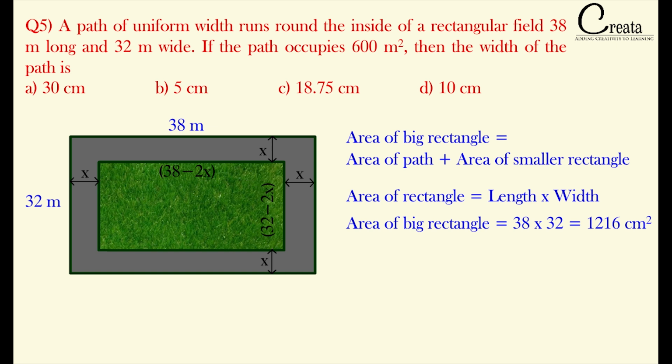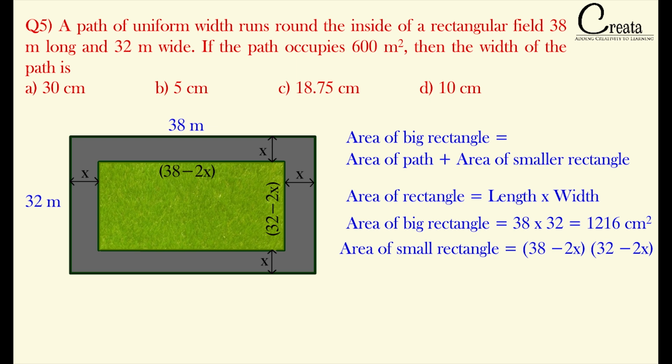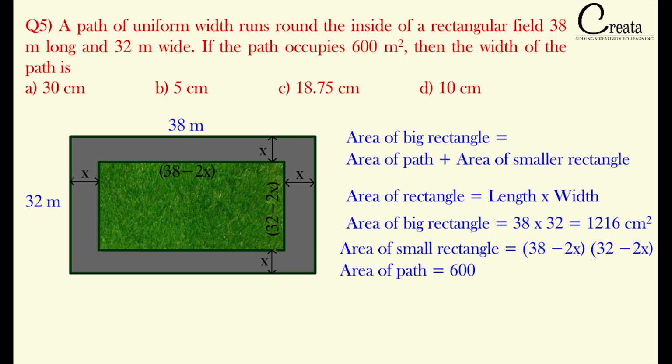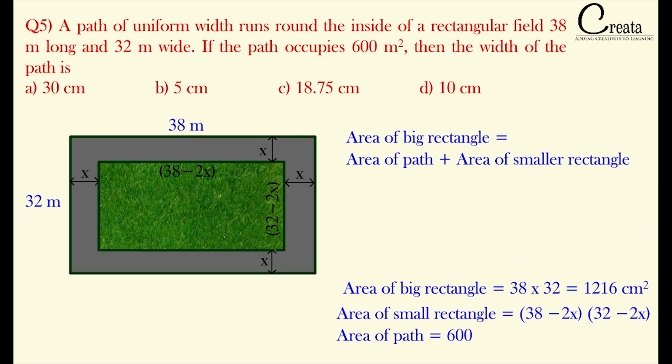Moving further, we know the length and width of this rectangle. So we can calculate the area of this rectangle as length into width. We got (38 minus 2x) into (32 minus 2x) as the area of this rectangle. Got it? Further, we know the area of this path is given as 600 meters square. Let's put all these values in our equation. On putting the values, we got this equation.